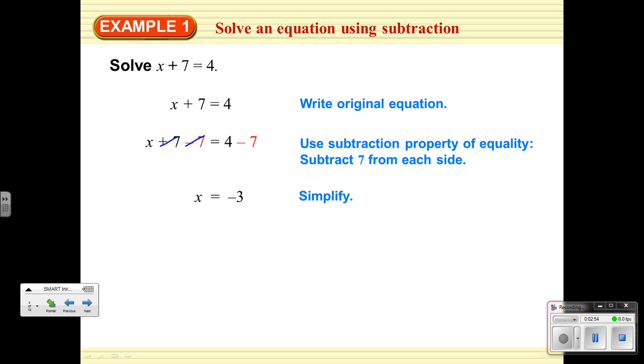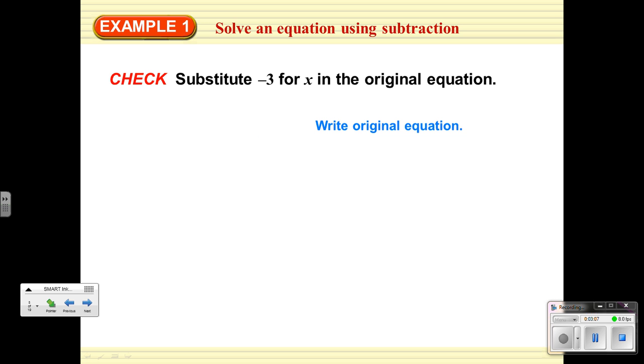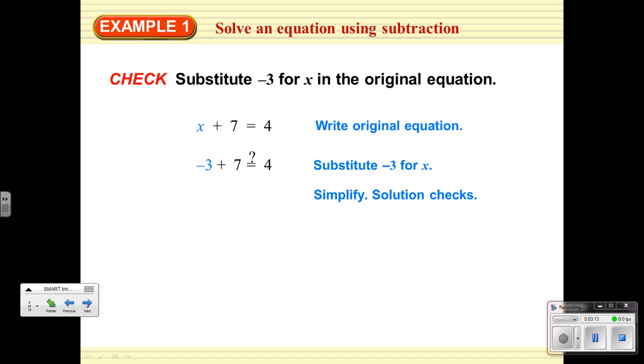It's just one step. We have to subtract what has been added to our unknown. We have to get rid of it, so to speak. And then the next step would always be to check our answer and make sure it works. So we're going to put that negative 3 in for x, and negative 3 plus 7 is 4. And I'm just going to tell you throughout this chapter, this is critical right here. Checking your work is critical. When it comes to quizzes and tests, check your work, please.